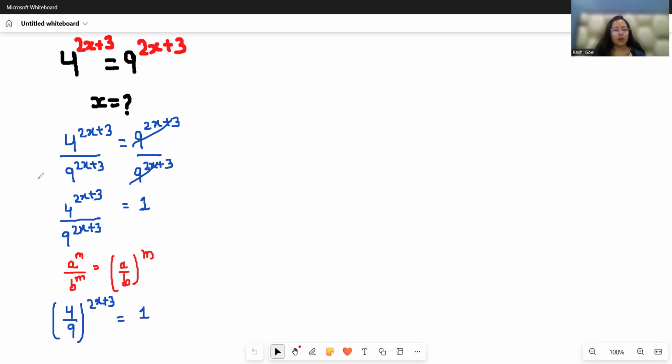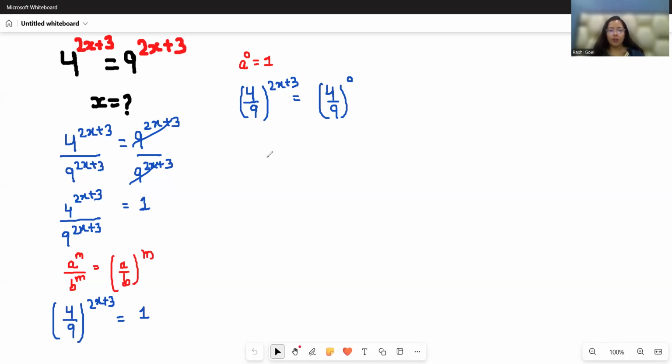Now as per exponent rule, a power 0 is equal to 1. So we can write in place of 1 any number power equal to 0. So that means if I'll write 4 by 9 power 0, this is equal to 1. So in place of 1 I can replace this.